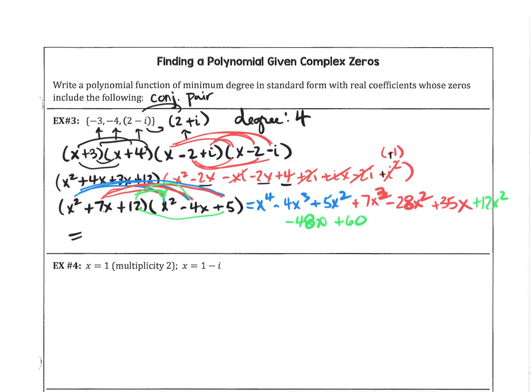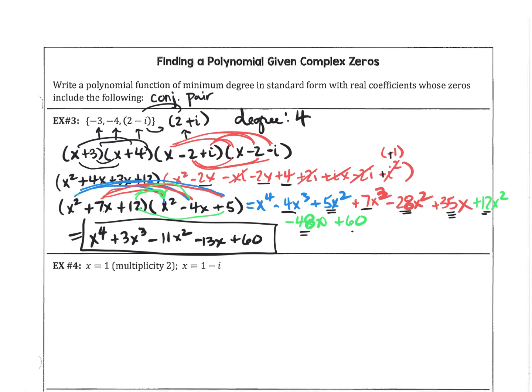Cleaning this all up, we have x to the 4th, minus 4x cubed plus 7x cubed is plus 3x cubed. 5x squared minus 28x squared plus 12x squared. So 5 minus 28 is negative 23 plus 12 is negative 11. So minus 11x squared. And then finally, 35x minus 48x makes negative 13x. And then plus 60 sits by itself. So this would be my answer. Okay. Let's do another one.